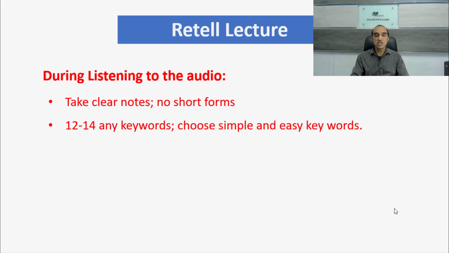And then you need to write 12 to 14 keywords and choose the words which are simple. You don't have to copy the phrases. If you're writing down the phrases, this could be difficult to write, and then it will be difficult to speak as well. So only keywords. Keywords means one word. So do not write phrases, just keywords. And 12 to 15 keywords are fine.